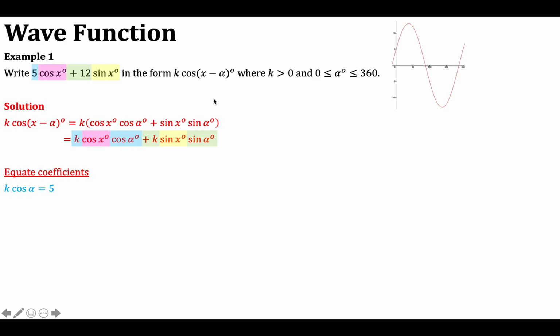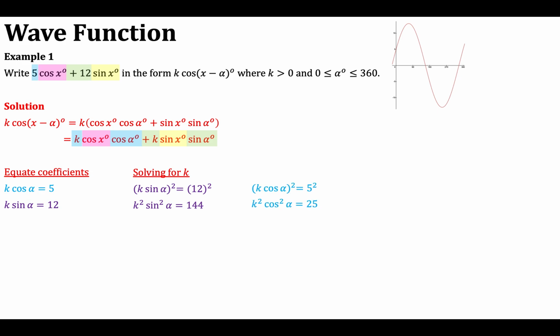If we now look at sin of x, we can see that the coefficient of sin x is 12, and in our expansion, the coefficient is k sin of alpha. That means that k sin of alpha is equal to 12. So we've now got our two simultaneous equations, which we should be able to solve. Firstly, solving for k, we're going to square each of the equations. That will give us k squared times sin squared of alpha is equal to 144, and k squared times cos squared of alpha is equal to 25.